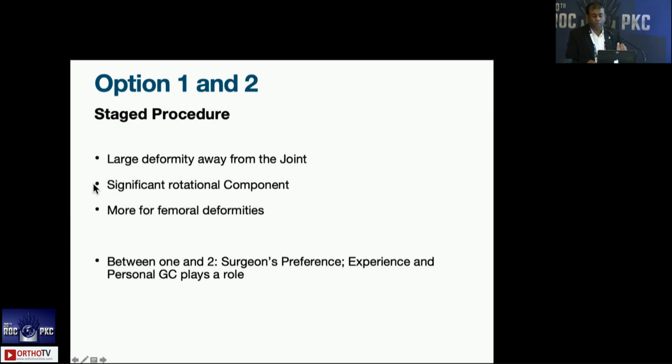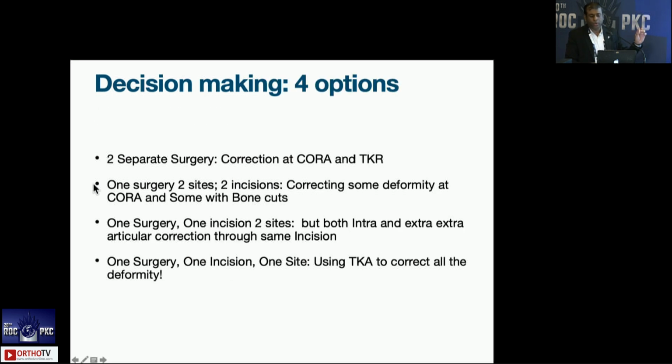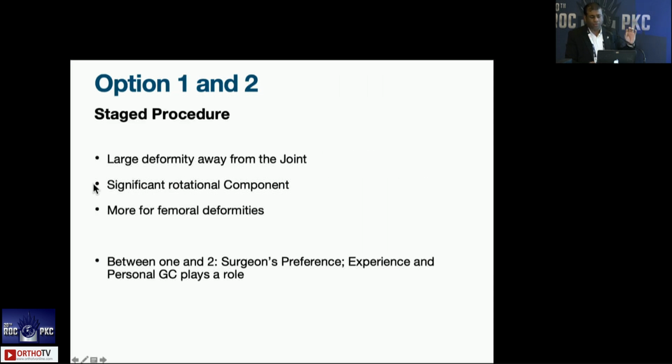If there's a large deformity away from the joint, it has a significant rotational component, especially when you have a femoral deformity, you choose option 1 and 2, which is 2 separate, meaning 2 site surgery. So if you have a large deformity, rotational component, more on the femoral side, do 2 site surgery. Doing it staged is surgeon preference and patient comorbidities.